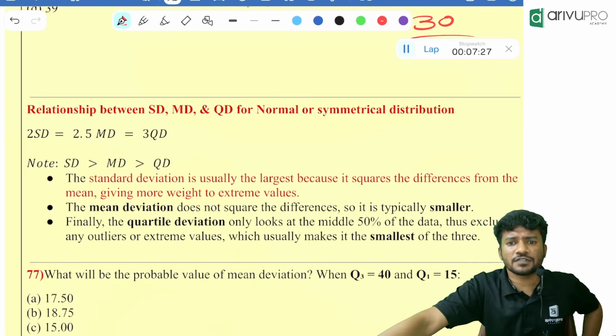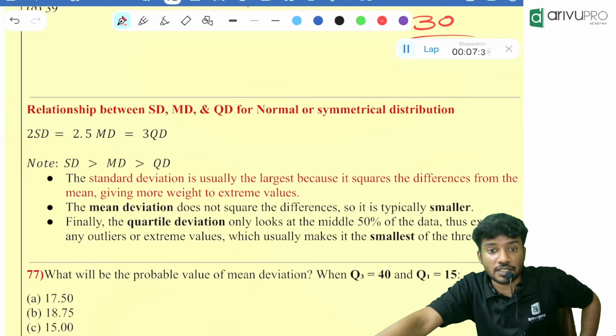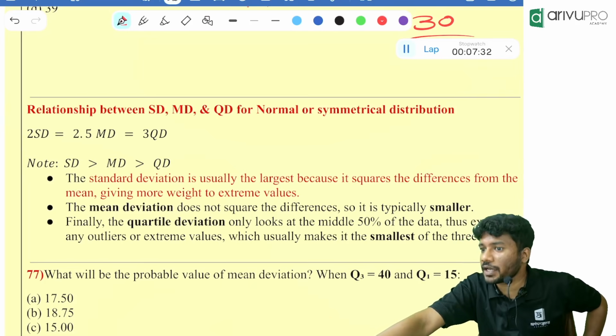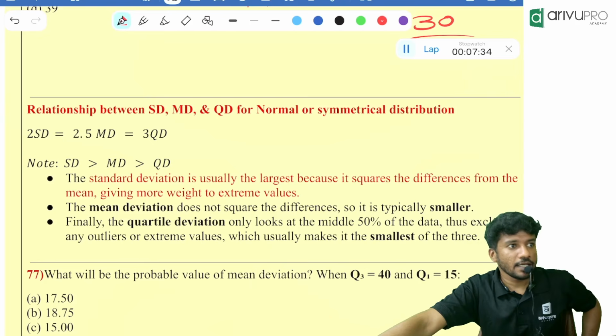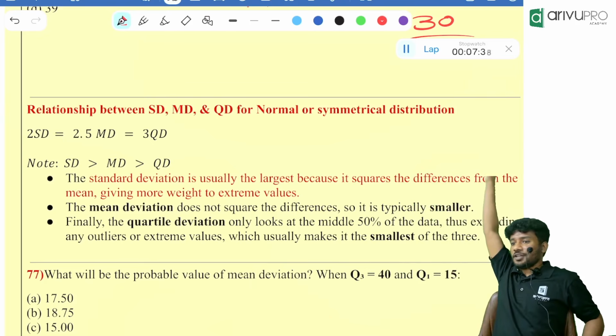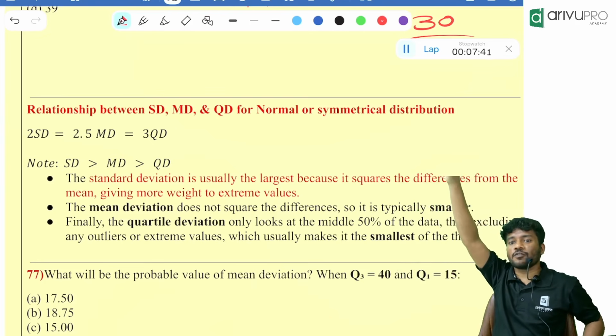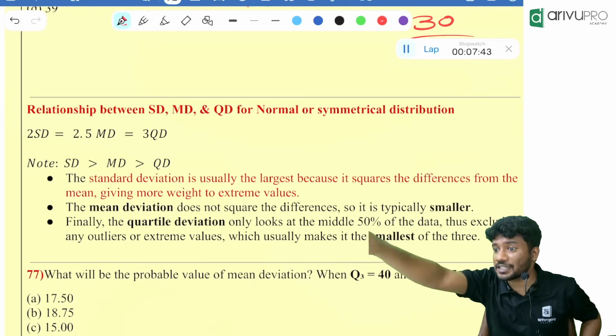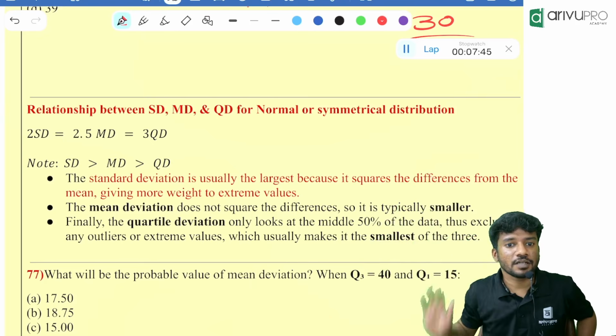What was coefficient of standard deviation, or coefficient of variation? Standard deviation divided by arithmetic mean into 100. Is any one of them affected by change of origin? No, none of them are affected by change of origin. Is any one of them affected by change of scale? All of them are affected by change of scale.